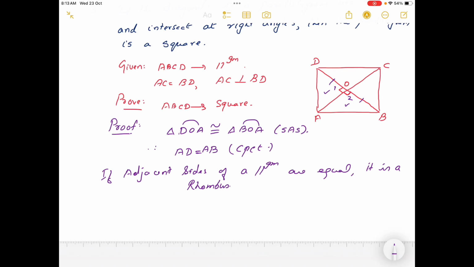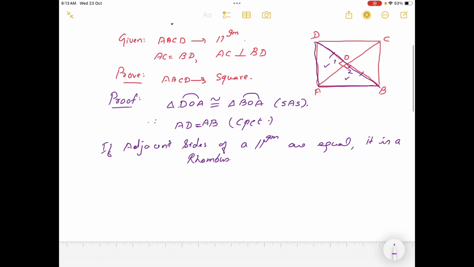Whenever you have to prove the vertices are 90 degrees, you have to take these triangles, that is DAB and ABC. So consider the triangles DAB and ABC. We have AD equal to BC, because we have already proved it is a rhombus.